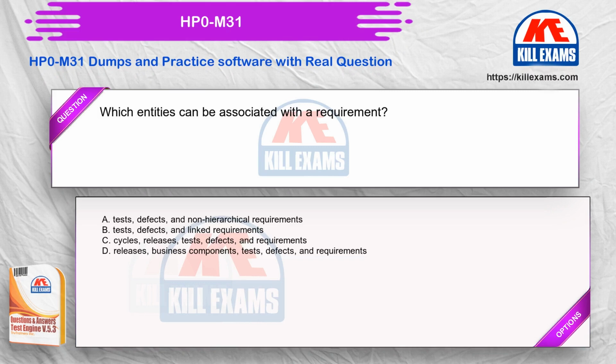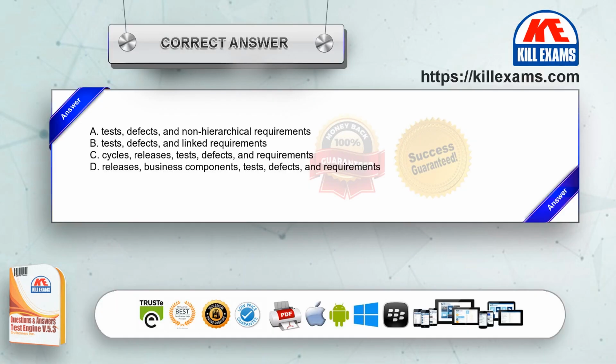Which entities can be associated with a requirement? Option A. Tests, defects, and non-hierarchical requirements. Option B. Tests, defects, and linked requirements. Option C. Cycles, releases, tests, defects, and requirements. Option D. Releases, business components, tests, defects, and requirements. The correct answer is option C.